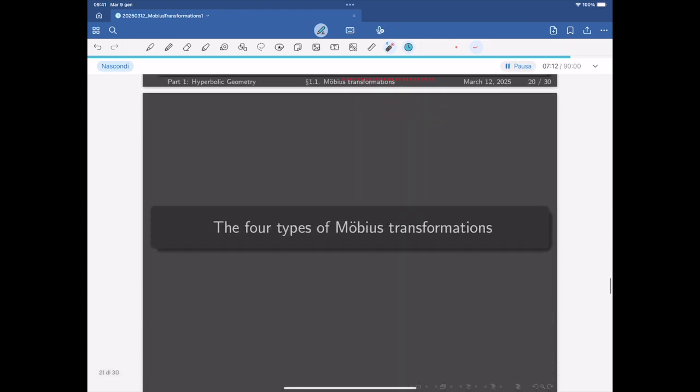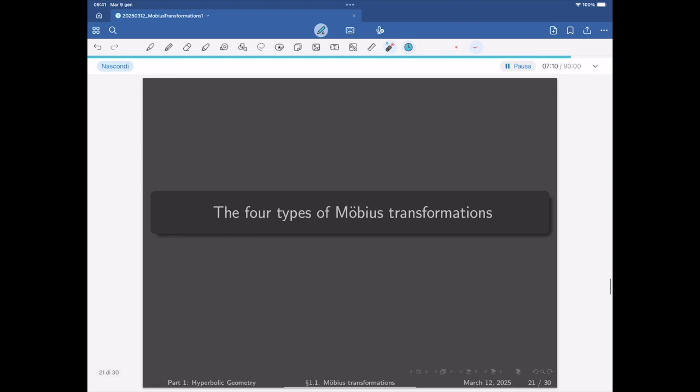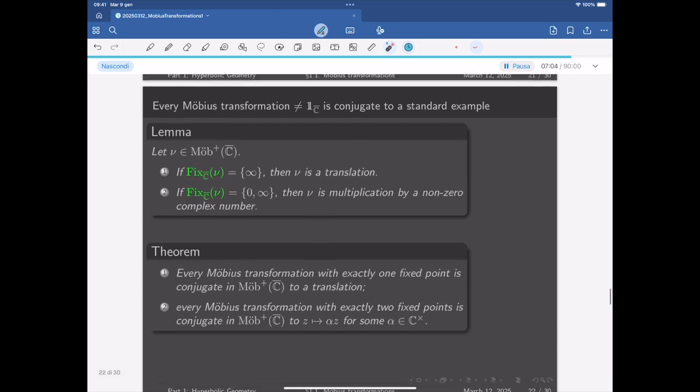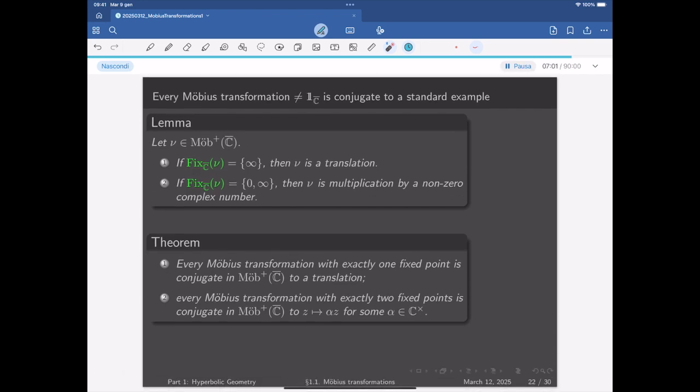And then the 4 types of Möbius transformations, 7 minutes. The miracle is that every Möbius transformation different from the identity is conjugate to a standard example. So every Möbius transformation is conjugate to either a translation or to multiplication by a non-zero complex number. Now, this depends on this lemma. When you say conjugate, you mean in the group of Möbius transformations? Yes, yes.